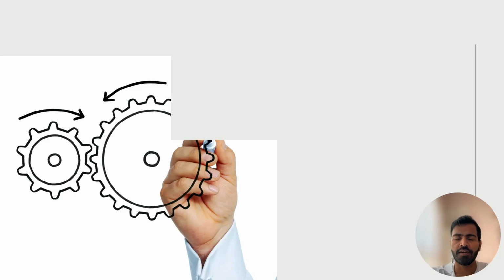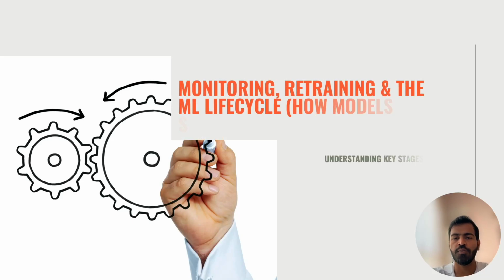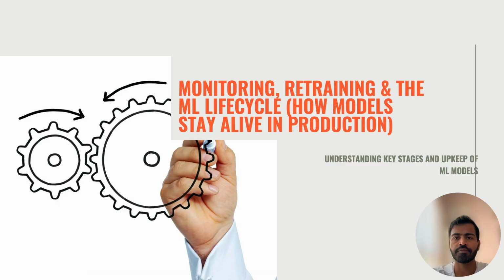Hi, so far in phase 4, we learned how ML models are deployed, how systems are built, and why models fail in production. In this video, we will answer a very important question. Once a model is deployed, how do we keep it working correctly over time? So let's move on and understand it.